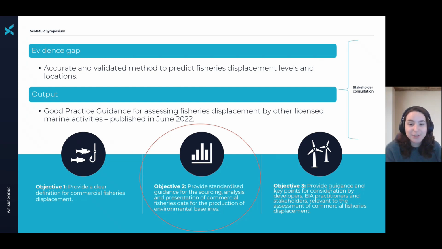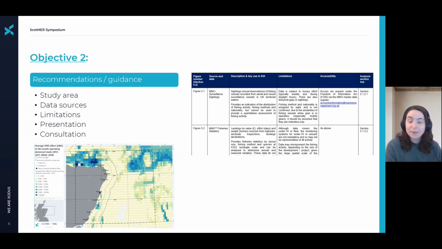Objective 2 was to provide standardised guidance for the sourcing, analysis and presentation of commercial fisheries data. Anybody that's been involved in a commercial fisheries impact assessment will know that a range of different data sources has to be used to inform the baseline. And it's really important that all those involved understand what the data sources are and what the limitations of them are.